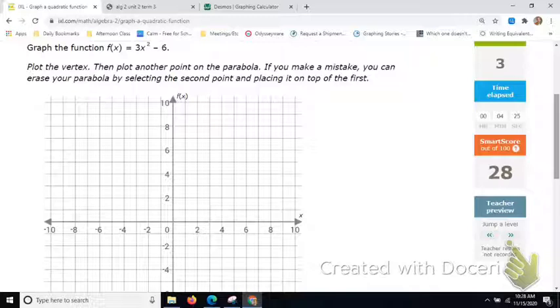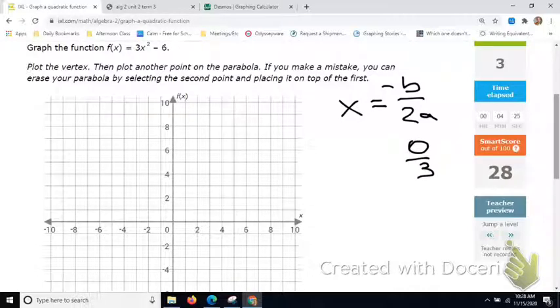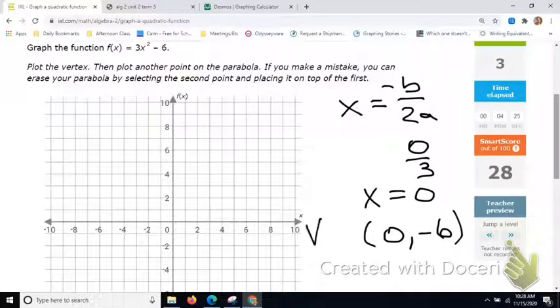So remember, even if you try to use your axis of symmetry, there is no b, so this is 0 divided by 3. So my axis of symmetry is x equals 0. And if I plug 0 in, I get 0, negative 6. So that's my vertex. So no x's in the middle. This whole thing has just been shifted down 6.